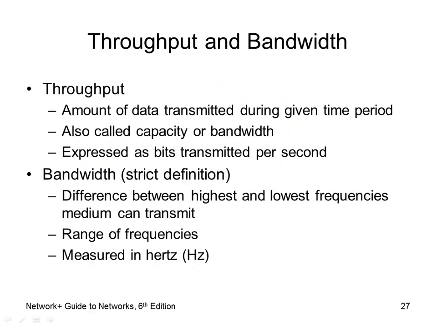So there are 2 terms to be aware of, throughput and bandwidth. Throughput is the amount of data transmitted at any given period of time. It is expressed in bits per second. Bandwidth is the difference between the highest and the lowest frequencies, and it's measured in hertz. Now, they want you to know that is the strict definition, but in reality, people use the terms throughput and bandwidth interchangeably.